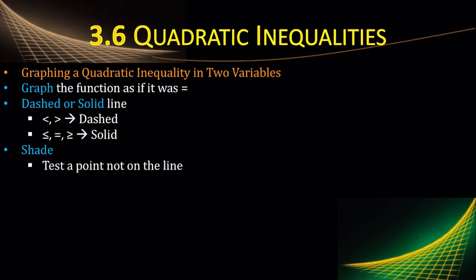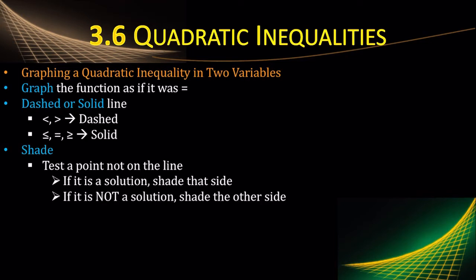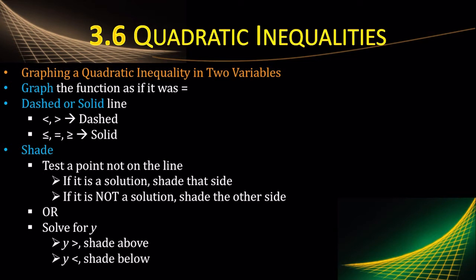To shade, pick a point not on the line and plug that into your inequality. If it's a solution, you shade that side of the line. If it's not a solution, shade the other side. Or solve your inequality for y. If it's y is greater than, shade above your line. If it's y is less than, shade below the line.